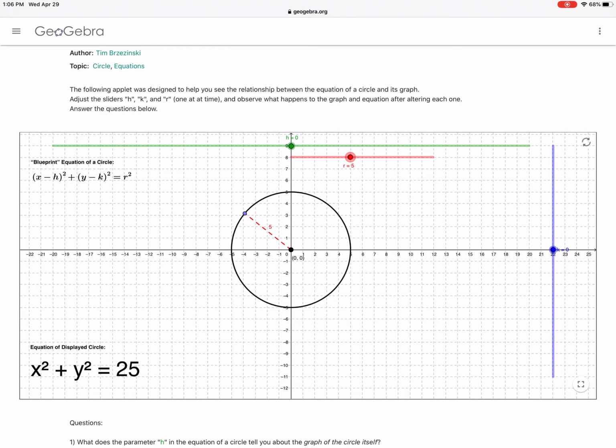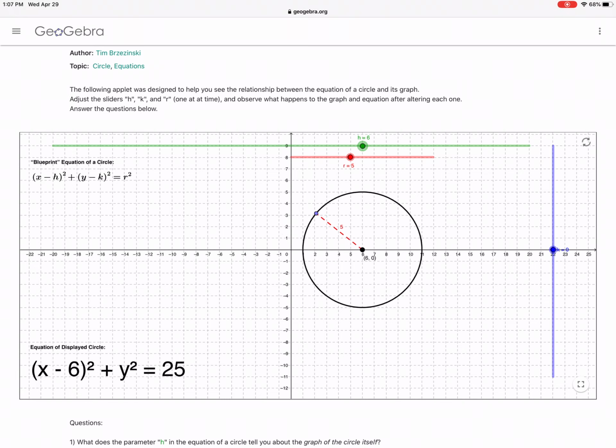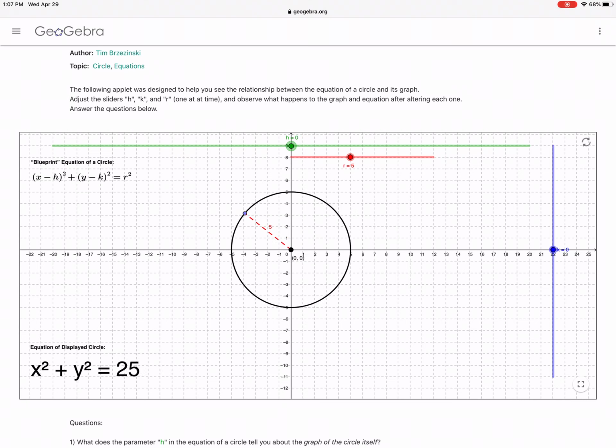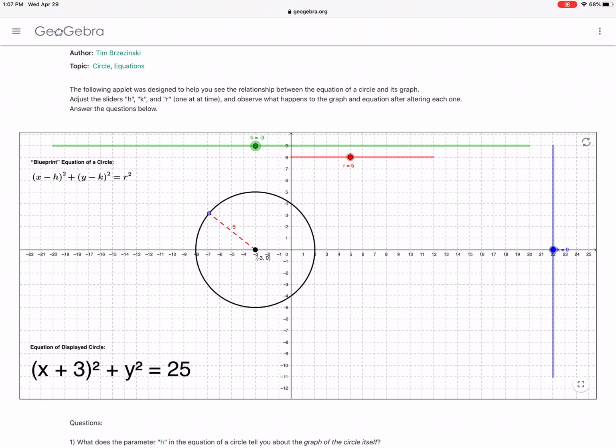But now, looking at the blueprint equation of the circle, do you see the x minus h squared in the upper left corner of the grid plus y minus k squared equals r squared? So watch as I move the green slider, the h, to 1. Look what happened. Now inside the parentheses is an x minus 1, x minus 2. As we move the center horizontally, it changes that number. When I go right, it's minus that number. When I go left, it's plus that number because it's minus a negative.